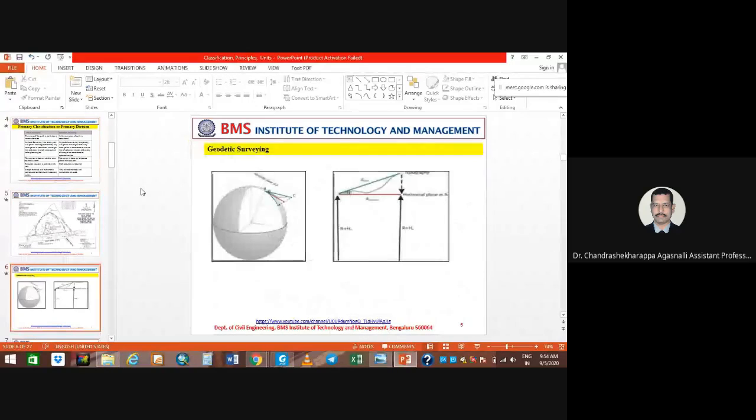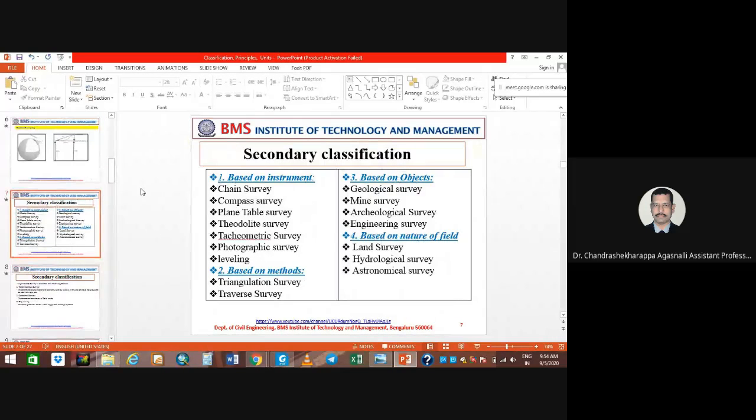Okay, right. So when it comes to the secondary classification, there are many, different classifications based on the instrument you have. Chain survey, compass survey, plane table survey, theodolite, and even one more called total station survey. Also, you can put it here. It's missed from the slides. Theodolite survey, tachymetric survey, photographic survey, and leveling.